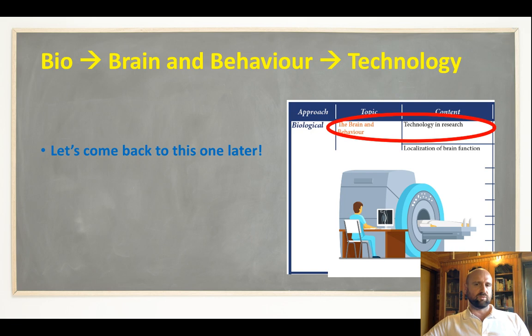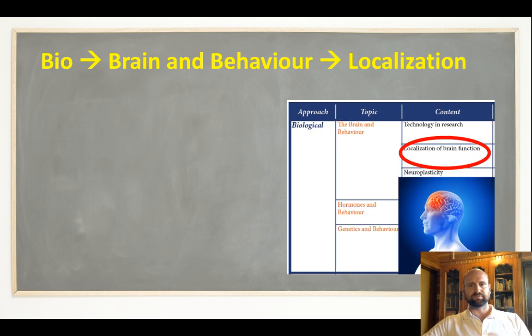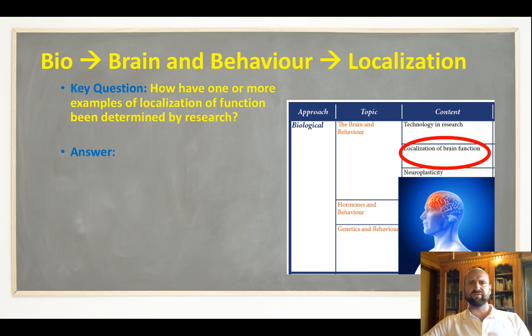We'll come back to technology. I think that's easier to look at at the end, once we've done all the examples. Okay, localization of brain function.